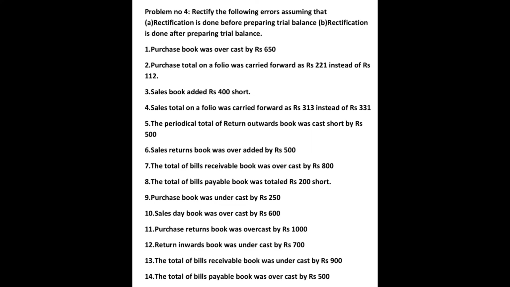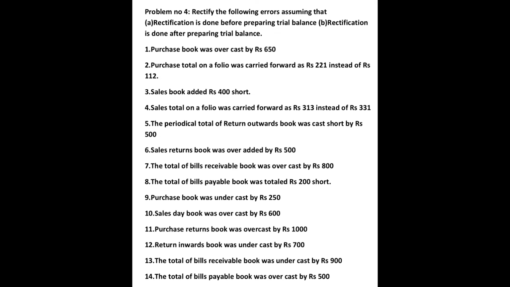Rectify the following errors assuming that A. Rectification is done before preparing trial balance. B. Rectification is done after preparing trial balance. First point, purchase book was overcast by 650 rupees. Second, purchase total on a folio was carried forward as 221 instead of 112.